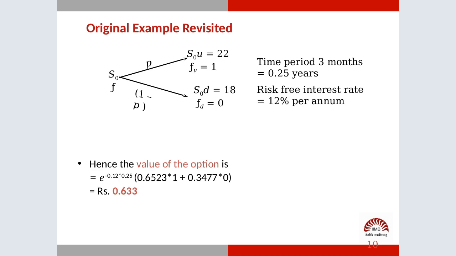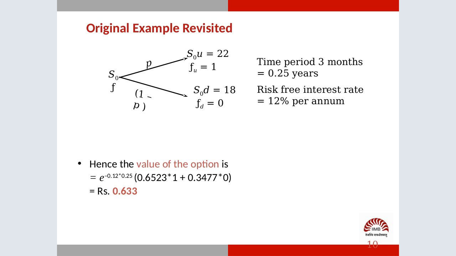Realize I can cut out S naught on both sides. So what will I get? I will get exponential of R times T is equal to P into U plus 1 minus P into D. Because S naught is the same, I've cancelled S naught from both sides. Now if I solve it, what will I get? You'll get P into U minus D.